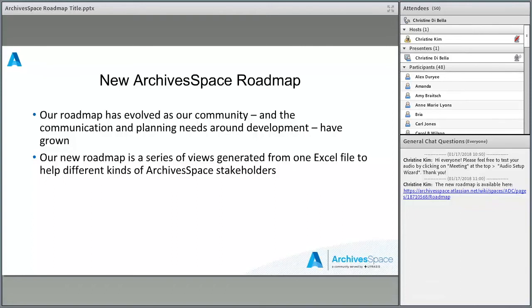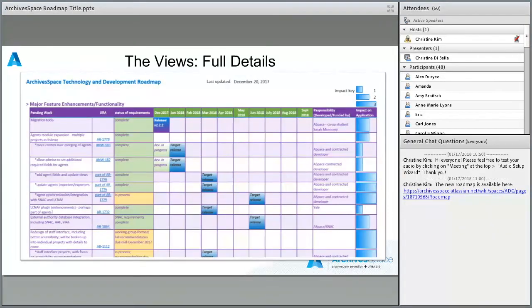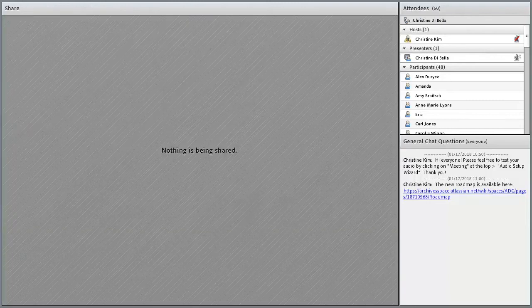This version of the roadmap that we have now, Kim did a tremendous amount of work in putting together an Excel file that we could use to generate a series of different views that we think will be helpful for people that interact with ArchivesSpace in different ways, and reflect the different levels of information that they need based on how they interact with it. So Kim gave you the link for where our roadmap lives permanently, but I just want to walk you through a few of these views and highlight who we think is going to be most interested and helped with the different views.